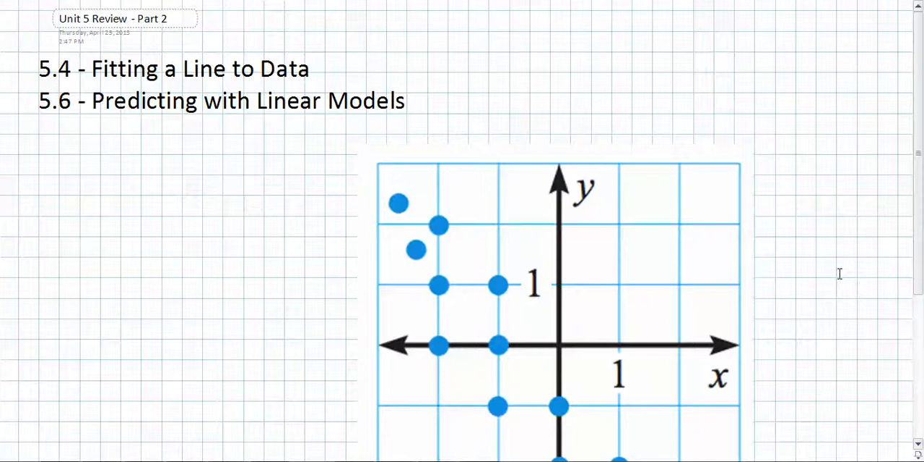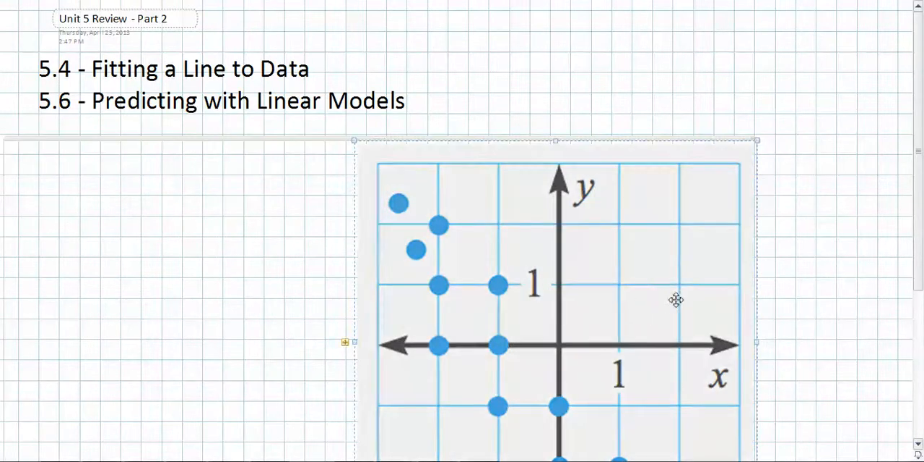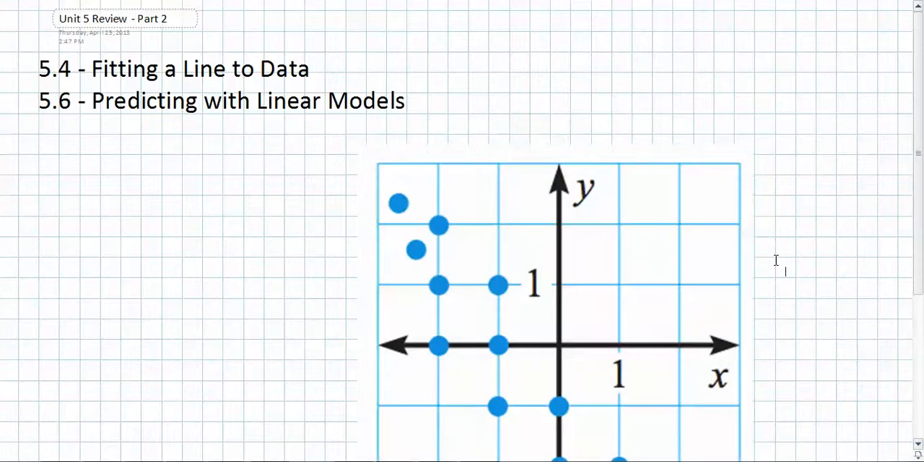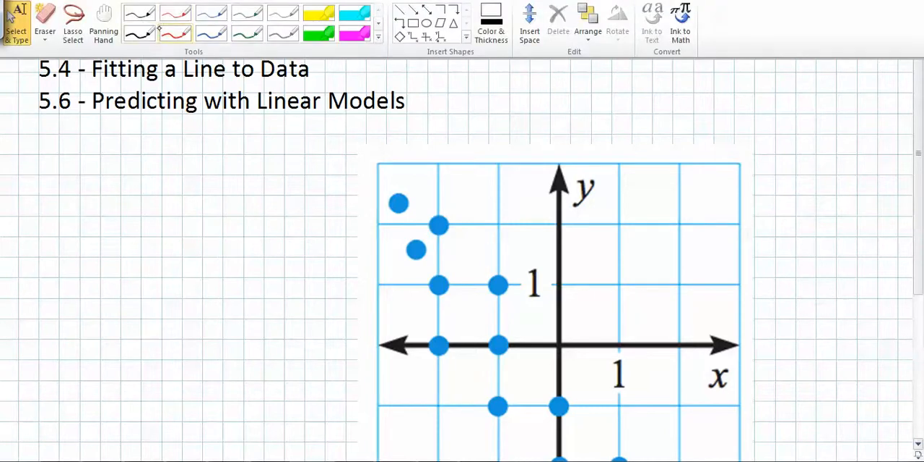Here are the last two topics we need to cover for the Unit 5 test. First, fitting a line to data, and then second, predicting with linear models. So the first thing we're going to do with fitting a line to data, our goal is to find an equation that models the data well.